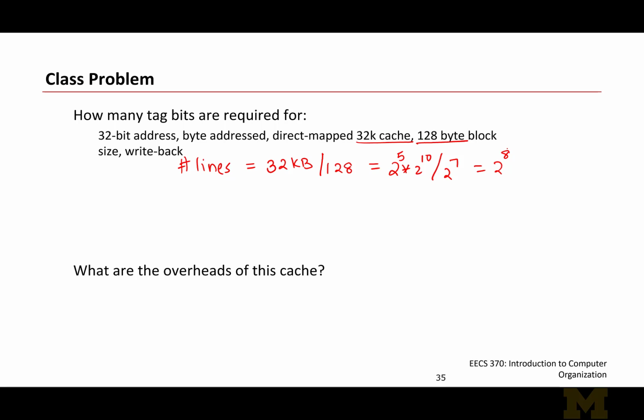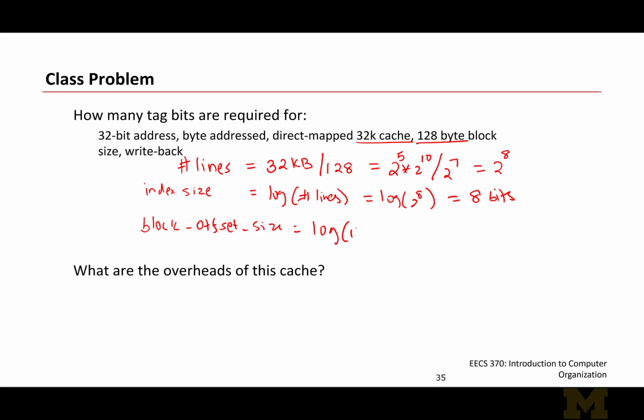So the number of cache lines would be 2 to the power of 8, which means now the index size is going to be log of the number of lines. You just figured out the number of lines is 2 to the power 8, which means it's going to be 8 bits. So now that we have the index size, let's also compute the block offset size. So the block size is 128 bytes. So the block offset size is going to be log of 128, which is going to be 7 bits.